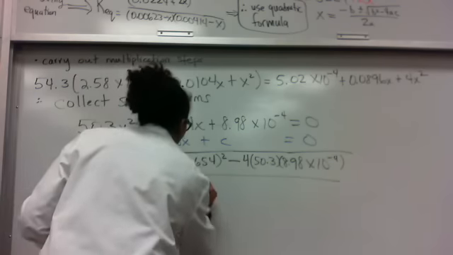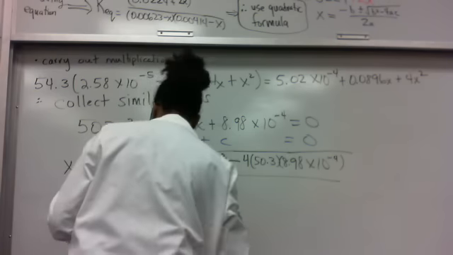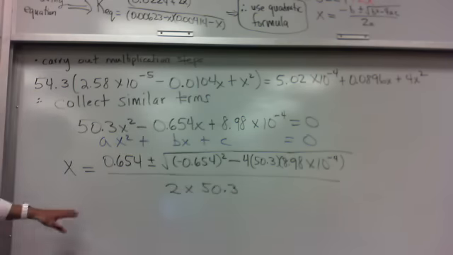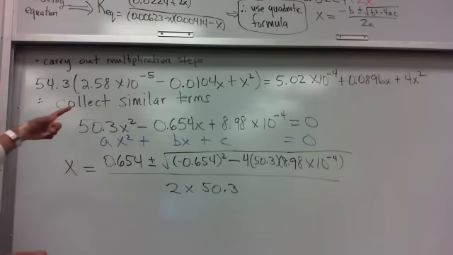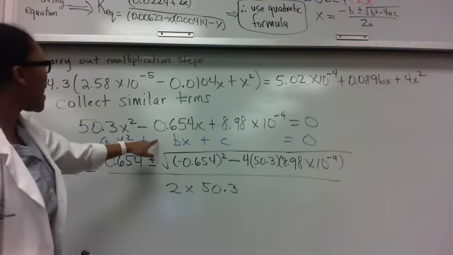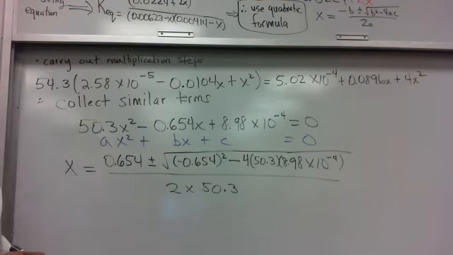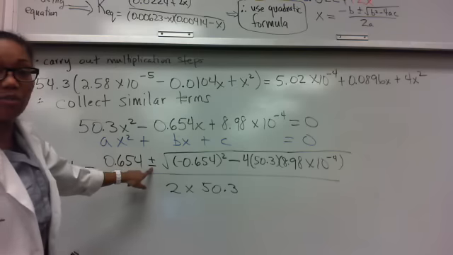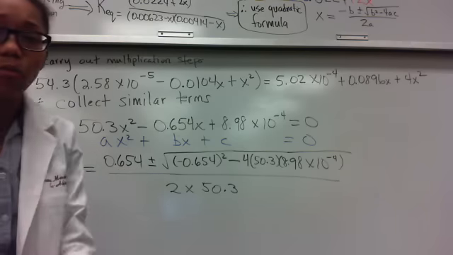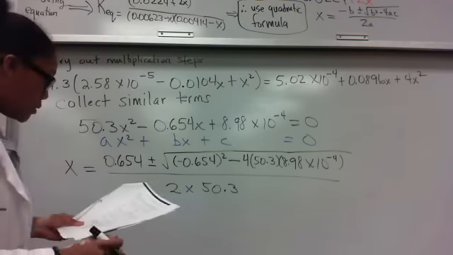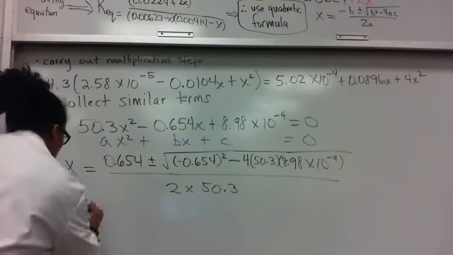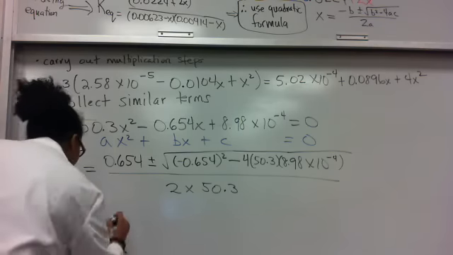2 times 50.3. Okay, so all I did here, what did I just do? All I did here was I just plugged in what I said A was, B was, and so forth, and did the math according to the quadratic formula. So negative B is that, okay? Negative B comes into it, and keep in mind you have plus or minus, which tells us you're going to have what? 2 answers for X, let's say it that way. 2 answers for X.